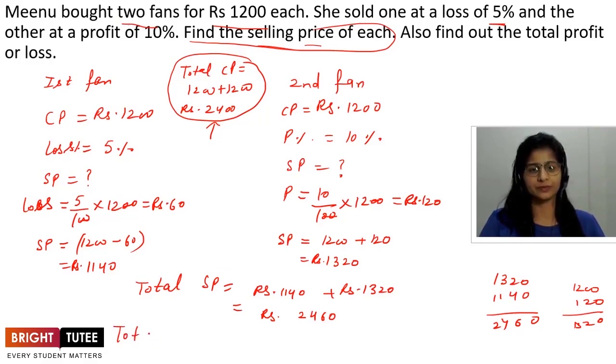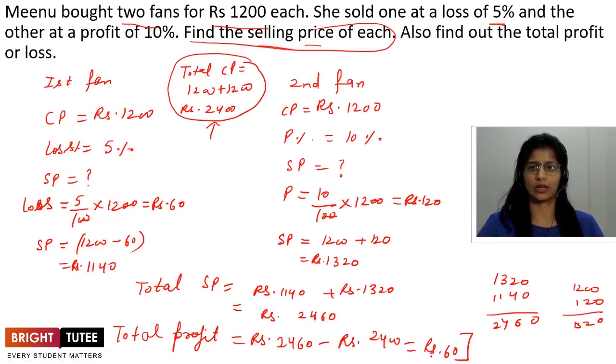total profit? So total profit will be rupees, that is total SP 2460 minus rupees total CP, that is 2400, and we are at a profit of rupees 60 in total.